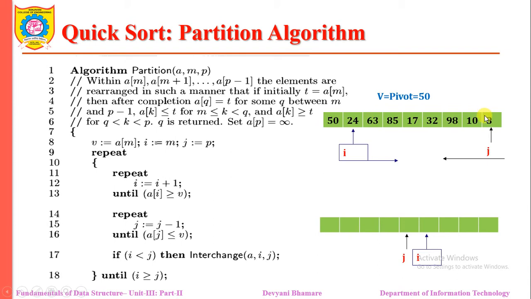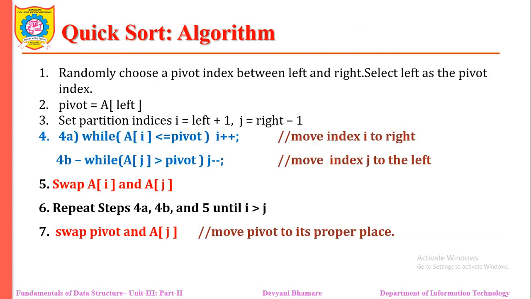In this fashion, we reach a condition where the index of I is greater than the index of J. Then the pivot element, which is our first element, is swapped with the element specified by A of J, which partitions the elements into two parts. So I hope you understand how the quicksort algorithm works.